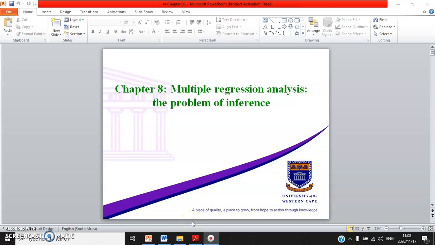Hello, ECO311. Now we move on to Chapter 8, Multivariate Regression Analysis. We are going to do a lot of confidence interval hypothesis testing questions. And in particular, we are going to learn some new statistical analysis methods. So let's look at the outline.